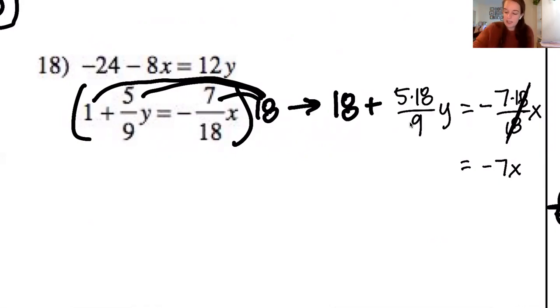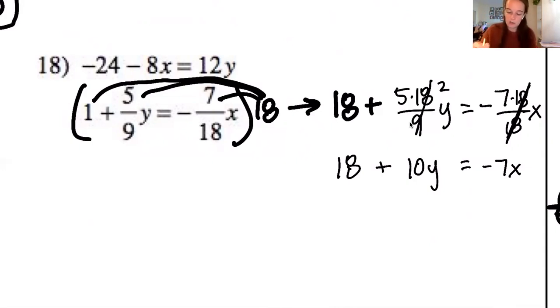And 18 over 9 is 2. So it's really just like a 2 like that. So then I really have just 5 times 2, which is 10y. You could have done 5 times 18, which would be 90, and then divide by 9, still give you 10. I just didn't want to do 5 times 18 in my head. So 18 plus 10y equals negative 7x. Okay, so we have this equation.